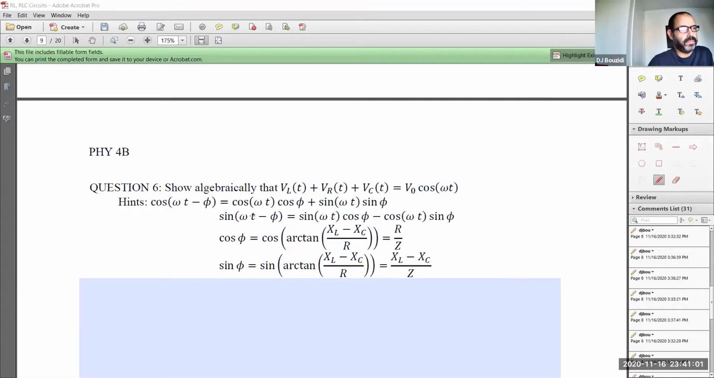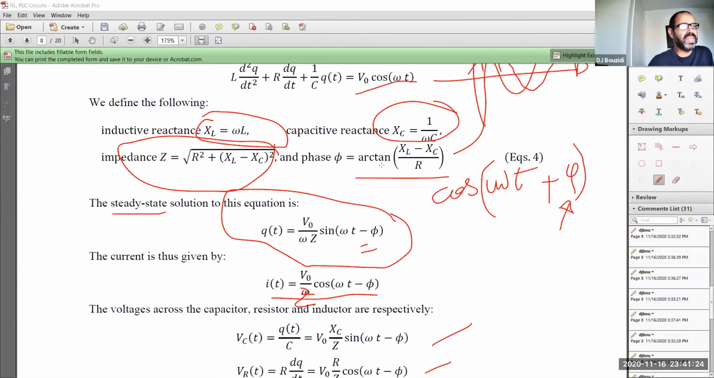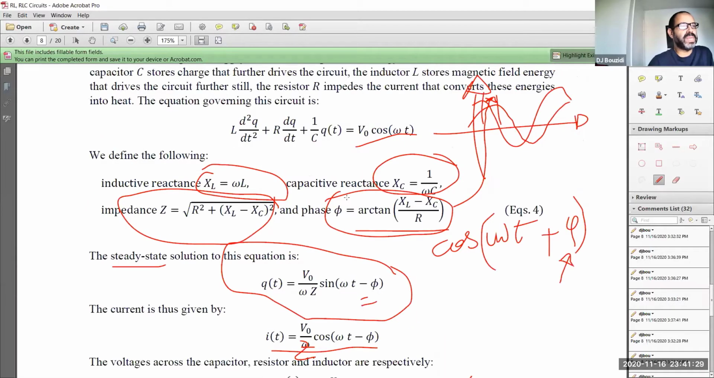Note the following. Cosine of the difference of the angles is cos cos plus sin sin. This is a trig identity. The sine of the difference is equal to sin cos minus cos sin. Those are two trig identities. Also, you need phi, because somehow you need the cosine of phi and the sine of phi. Because phi was given by this expression, its cosine and sine can be expressed in terms of the tangent.